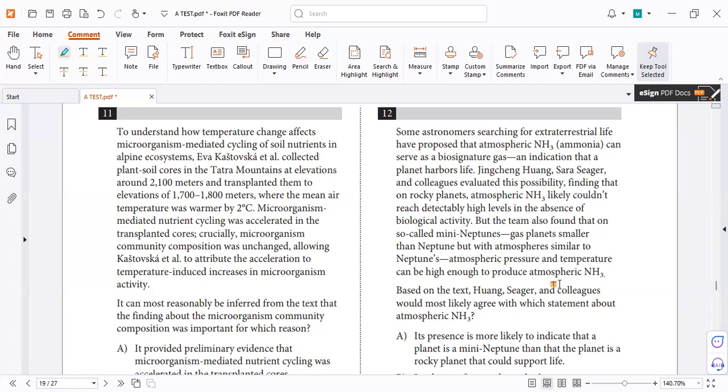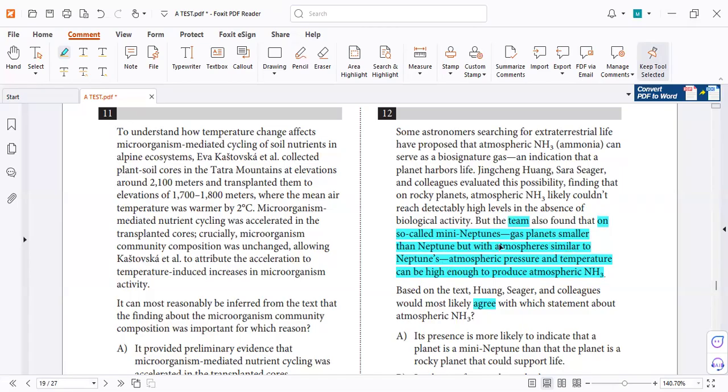Let's read. He said here, Seeger and the colleagues would most likely agree. Expect these questions: they ask you whether researchers disagree or agree. When you read, find the sentence of agreement only. Look, it's here: but the team found that. So your answer is here, and it must be similar to this point only. So you should read to know what the one point is. But when you come to so-called mini Neptunes, gas planets smaller than Neptune but with an atmosphere similar to Neptune's.